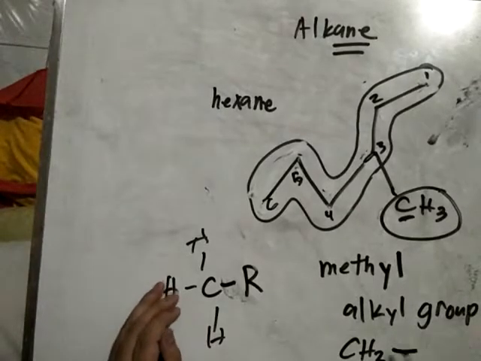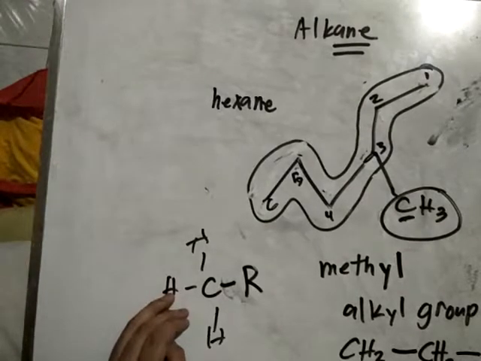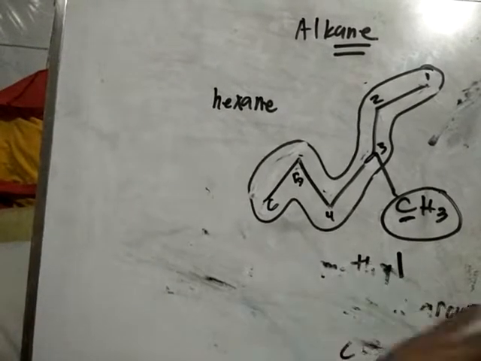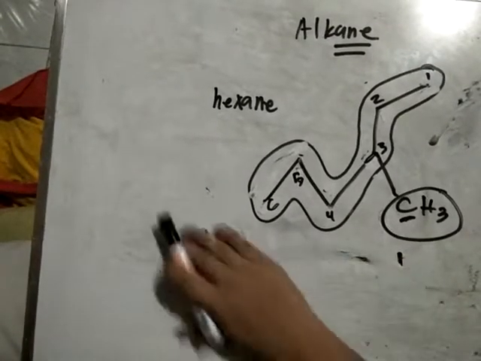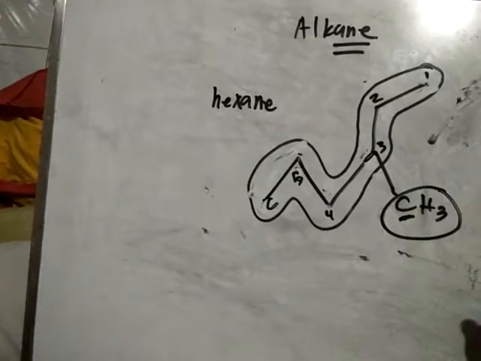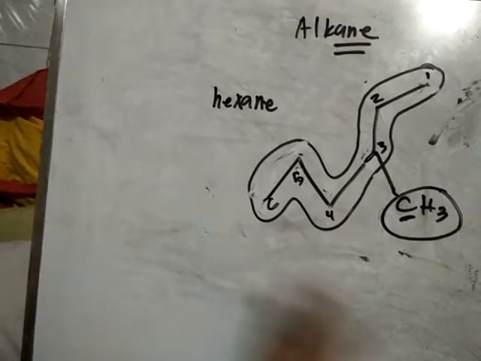When there's two carbons, it's called an ethyl group. Three carbons, a propyl group. Four carbons, butyl group. Five carbons, pentyl group. So on and so forth. Since we're dealing with relatively small organic compounds, you would mostly see methyl, ethyl, and propyl. Because usually when you get butyl and pentyl, it's part of a bigger structure, but who cares?